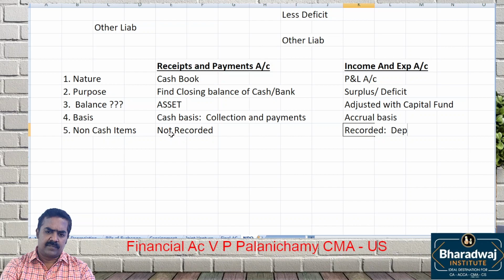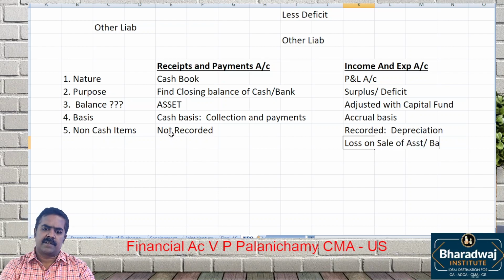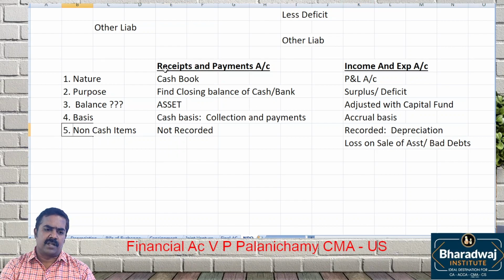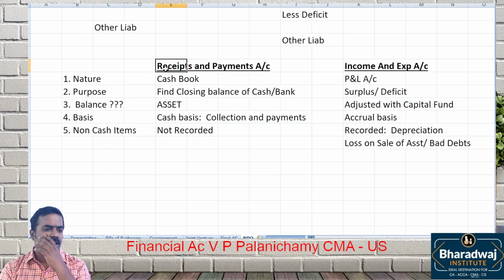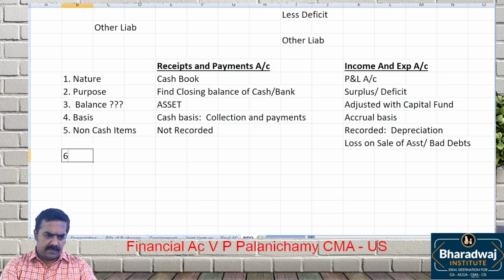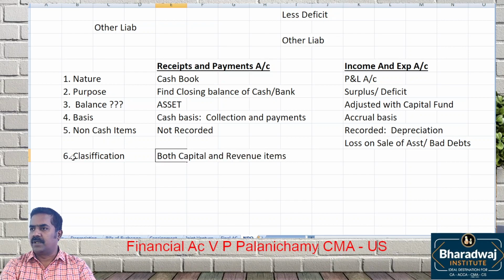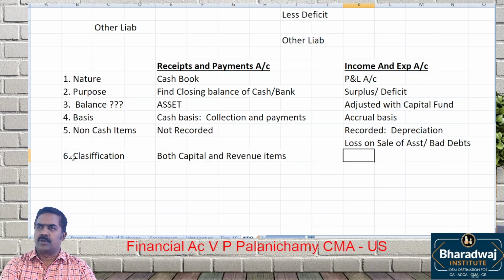Example: depreciation, loss on sale of asset. Those things are recorded. Bad debts. All these things are recorded in which account? Income and expenditure. Non-cash items are not recorded in receipts and payments account. Only what is received and paid is recorded. Then one more thing. For preparing receipts and payments account, classification: both capital and what? Revenue items are recorded. In income and expenditure account, what will be recorded? Only revenue items are recorded.